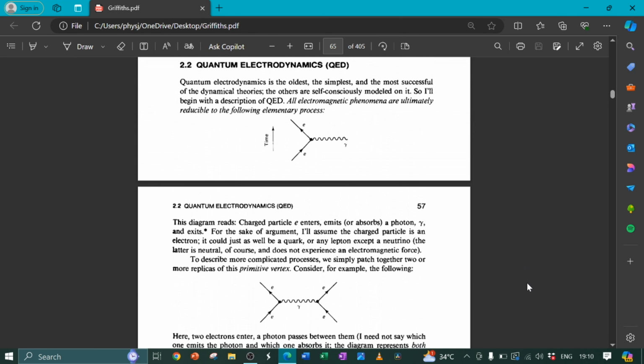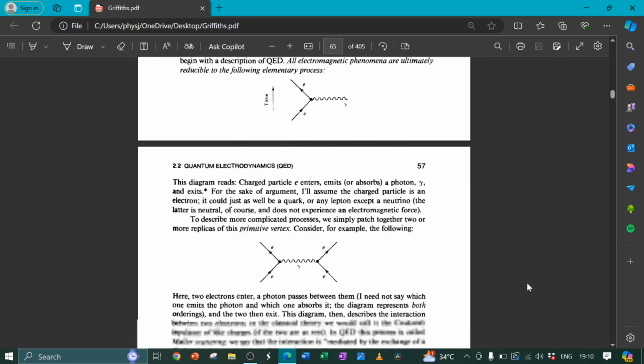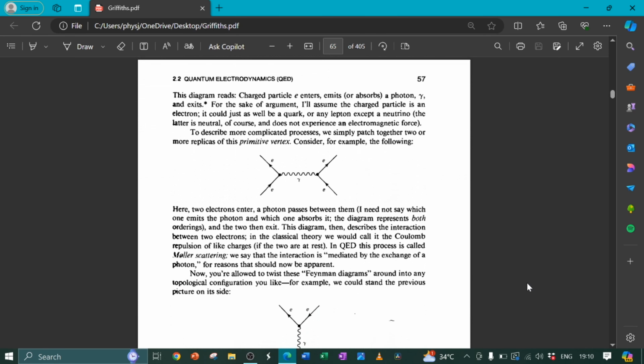For the sake of argument, I'll assume the charged particle is an electron. It could just as well be a quark or any lepton except a neutrino. The latter is neutral, of course, and does not experience an electromagnetic force. To describe more complicated processes, we simply patch together two or more replicas of this primitive vertex.